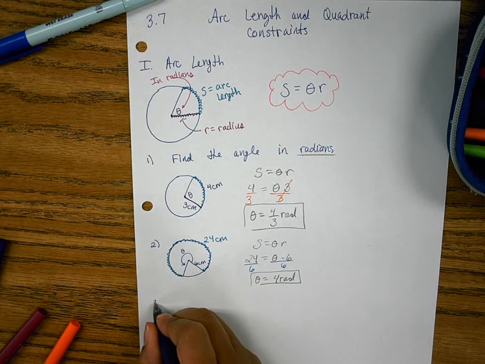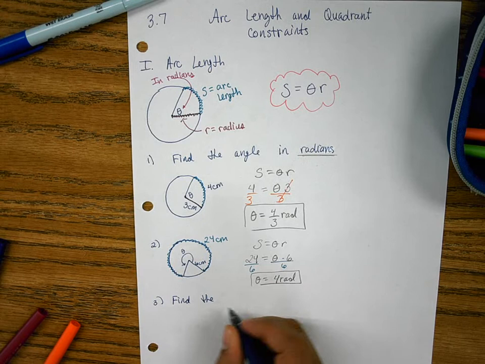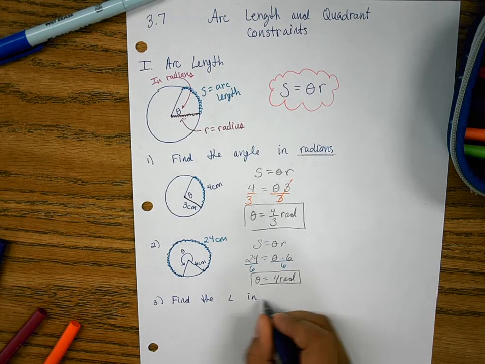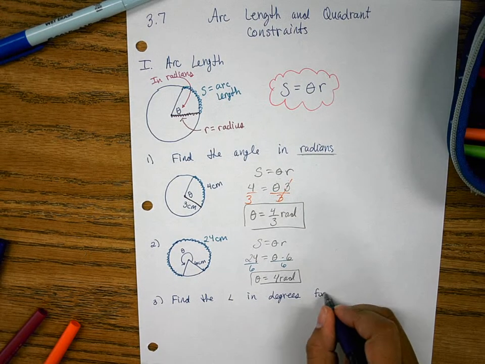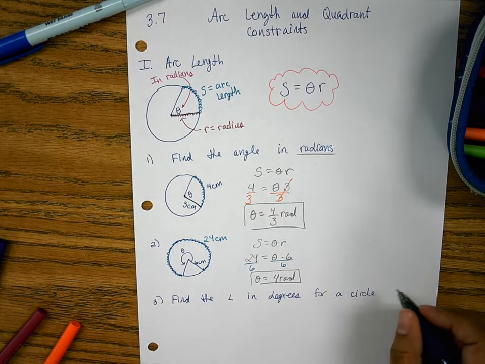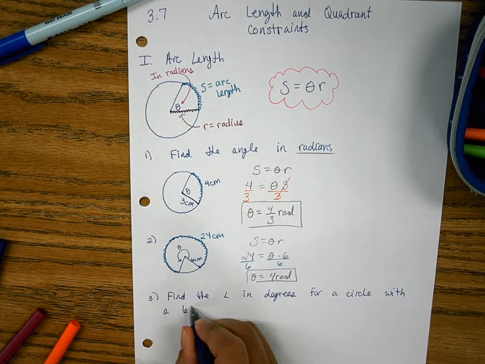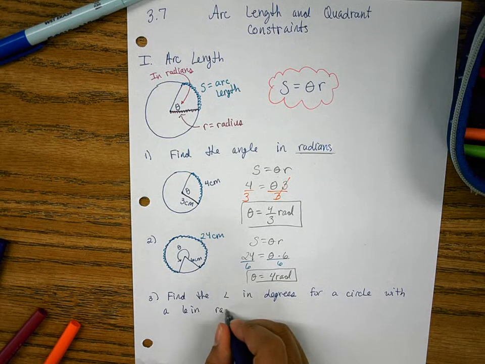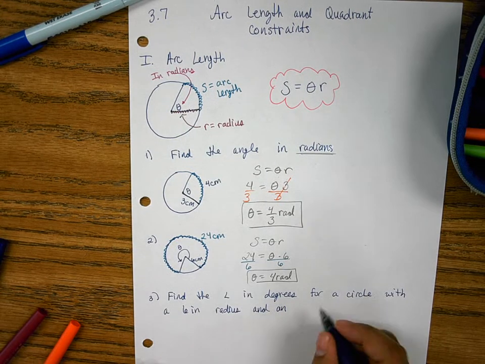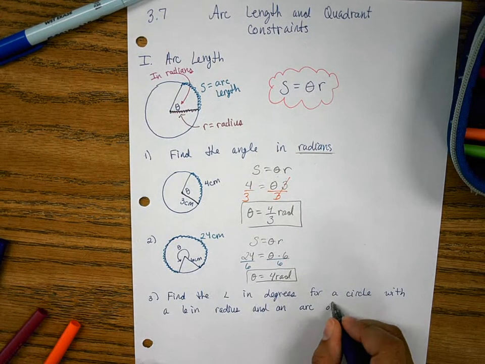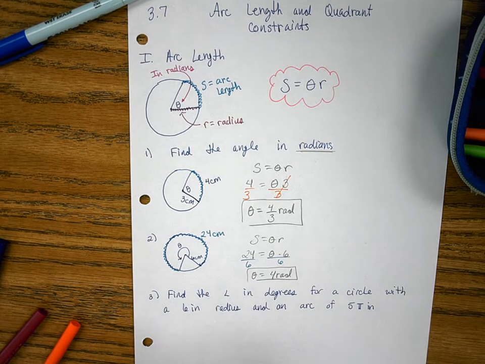Okay, number 3. Find the angle in degrees for a circle with a 6-inch radius and an arc of 5 pi inches.